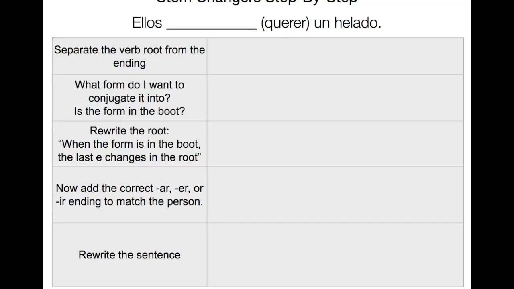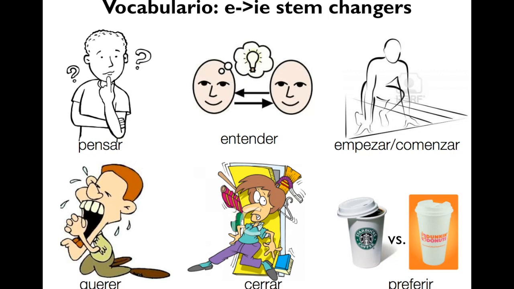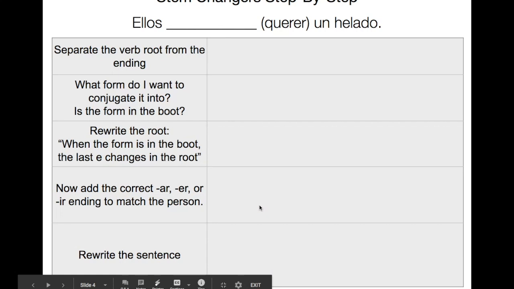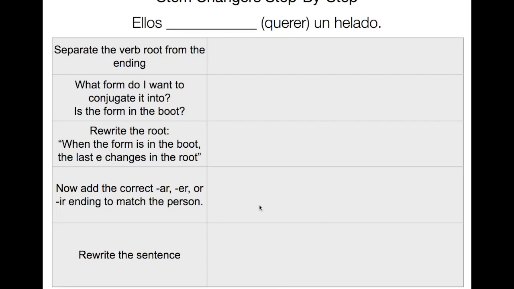So here is how you conjugate those verbs in the present tense. Of course, all of those verbs could be one of the three kinds we already know about. They could be AR verbs such as pensar, ER verbs such as entender, or IR verbs such as preferir. This is how you conjugate them in the present tense.